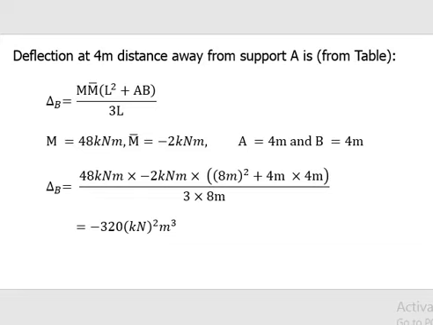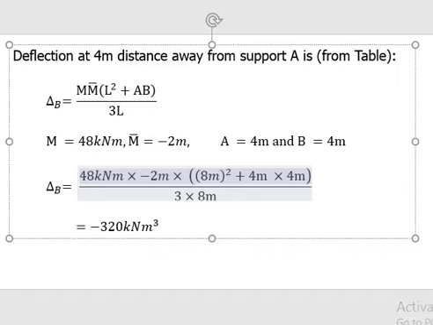A is 4 meter and B is 4 meter. Substituting the values here, it will give us minus 320 kilonewton raised to power 2 and meter raised to power 3.